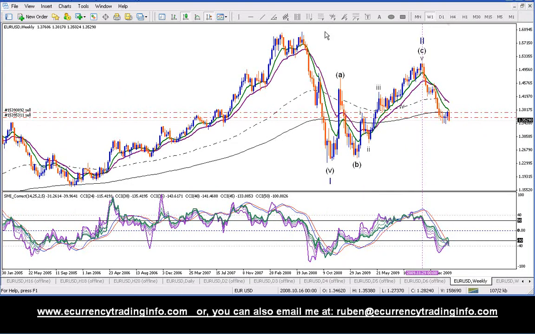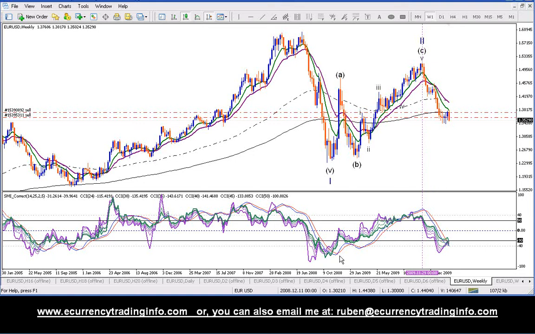Okay, so weekly. What we see here is an impulsive wave down. It could possibly be a 1, or it could possibly be an A. It doesn't matter, 1 or A. Then we have a correction going back up, a 2 or a B. We know that it's a correction because it's made of 3 waves. And now we are in the C or 3. It doesn't really matter. Either way, it will have 5 waves. So we have a 1 or A, 2 or B, and we are in the 3 or C.